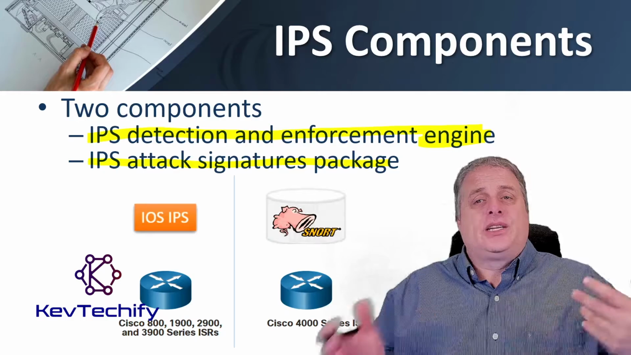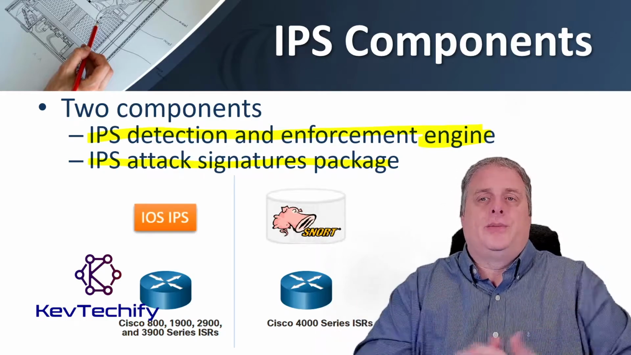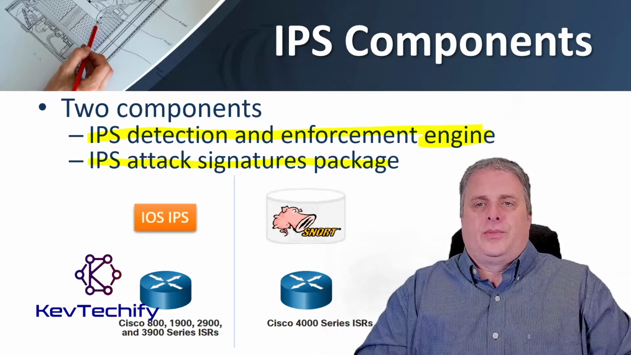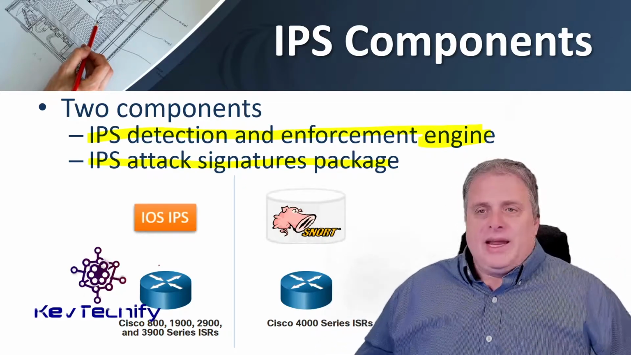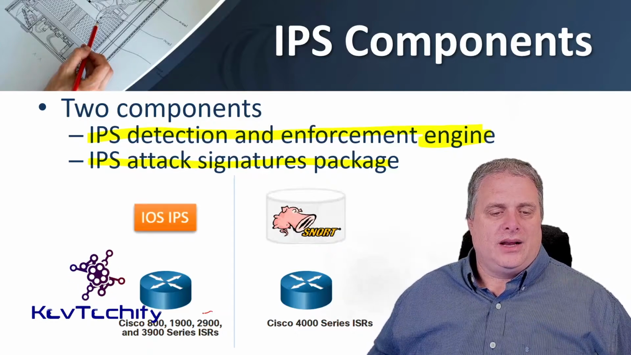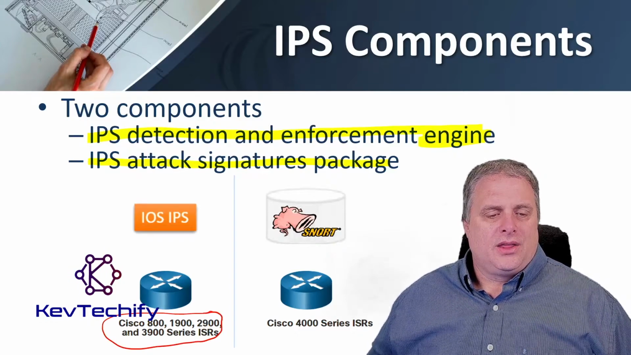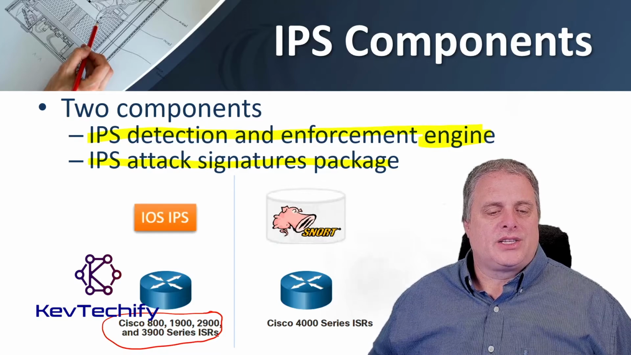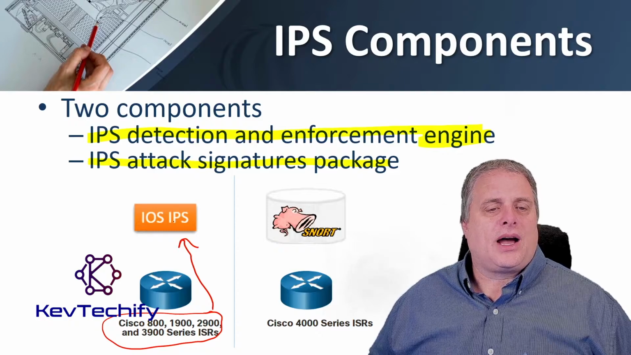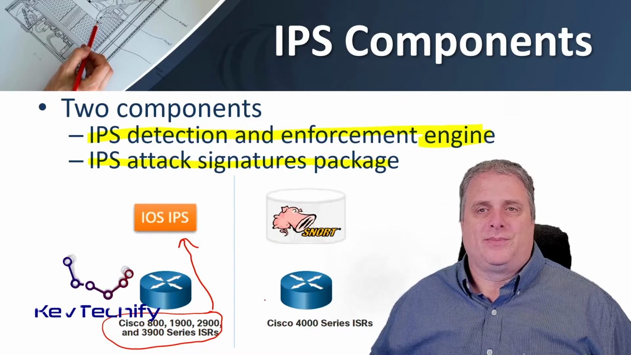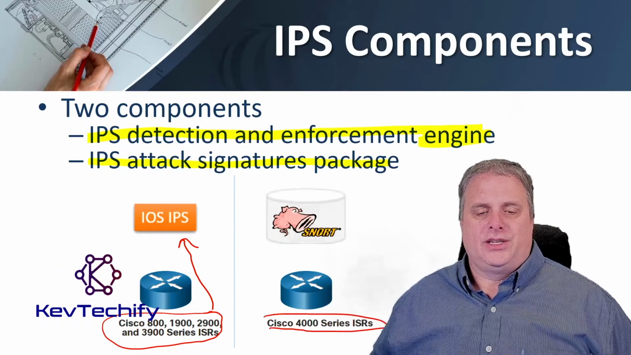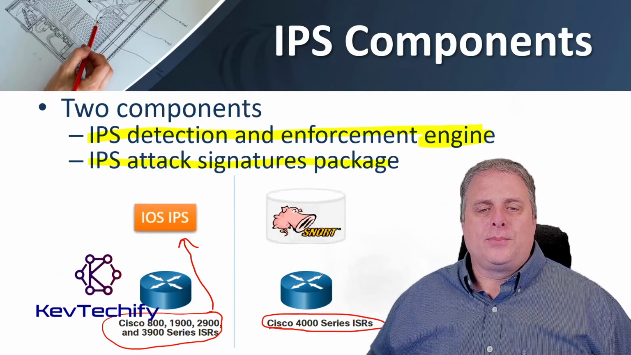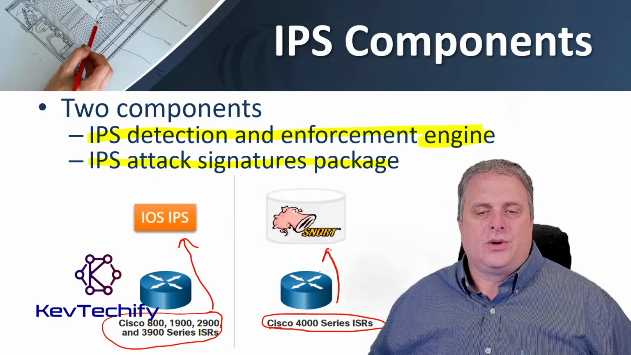The IPS detection and enforcement engine that can be implemented depends upon the router platform. There are two engines that can be implemented. If you have the Cisco 800, 1900, 2900, or 3900 series integrated service routers, what you would implement is the Cisco IOS intrusion prevention system. If you have a Cisco 4000 series integrated service router, what you would implement then is Snort.